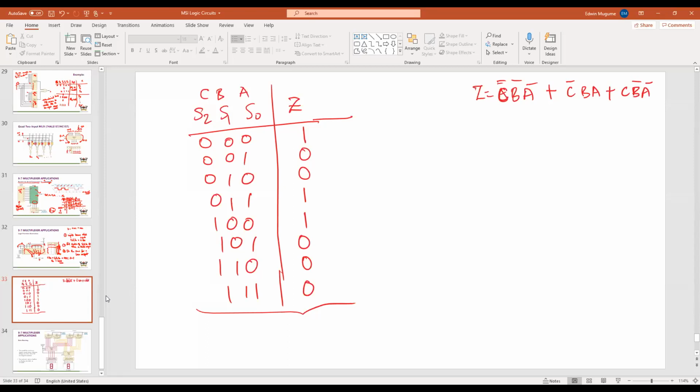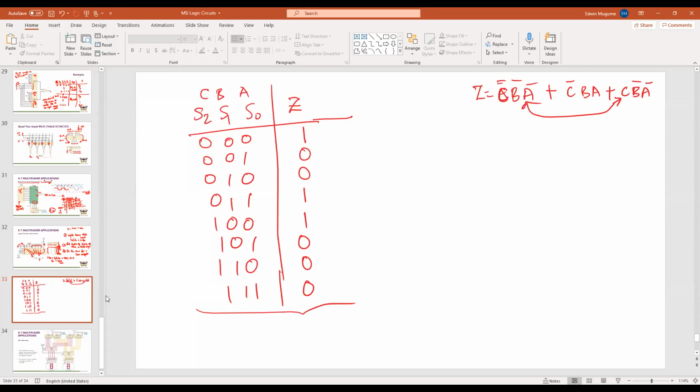Yeah, that's it. I don't know if you can simplify this, but I think you can if you look at that case and that case. I think you can simplify that. But we want to look at this. You see, the multiplexer will implement this thing, even though it is not simplified.